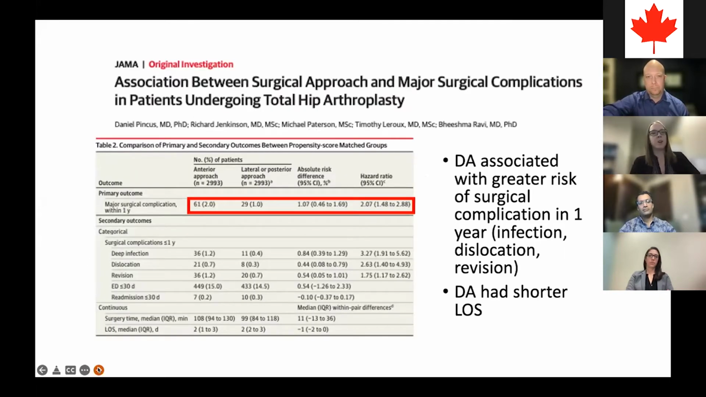This was an article done by some of our Canadian colleagues, Dan Pincus, one of our previous fellows as well. And what they looked at was the anterior approach and how it performs in Ontario. So they found that the DA was associated with a greater risk of surgical complication in the first year, mainly with infection and dislocation requiring revision. They did point out though that the DA had shorter length of stay, and they did this as a propensity match. So they did quite a rigorous match with lots of different covariates here.